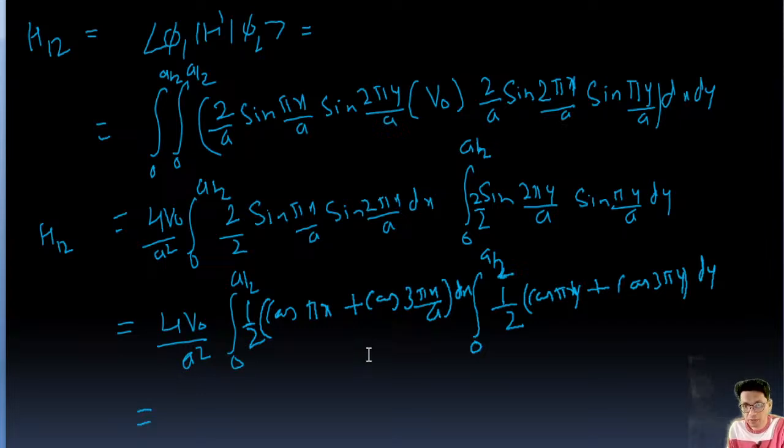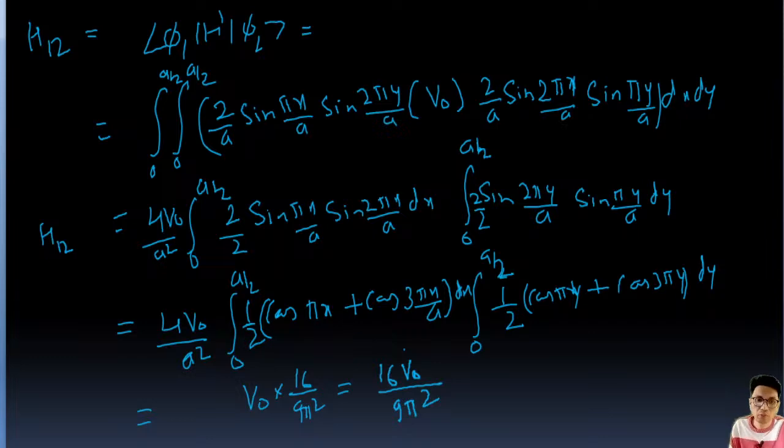So I'm going to give the answer for it. After solving this, the answer we are going to get is V0 into 16 upon 9 pi square, that is 16 V0 upon 9 pi square. Okay, so this is the value of H12.